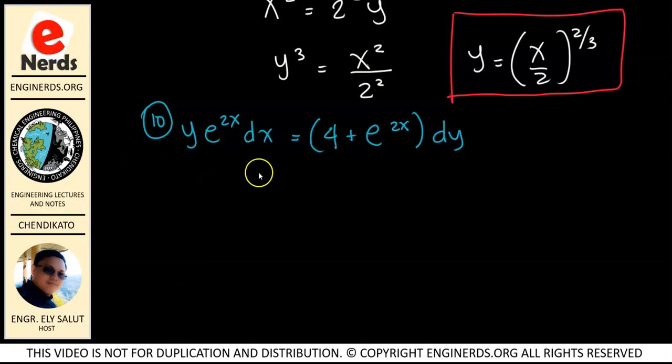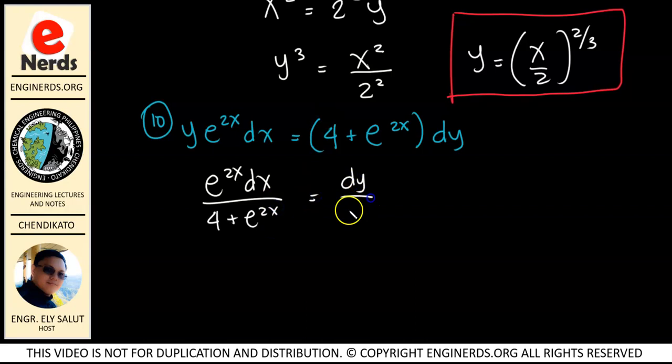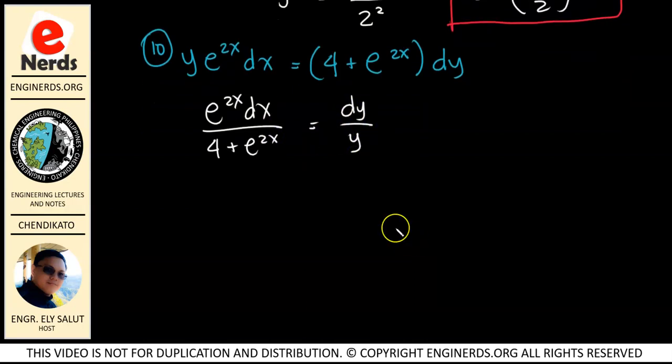Okay, so dito sa left side, we already have e to the 2x dx, and then itong 4 plus e to the 2x, we're going to transpose sa left side. So, I will have 4 plus e to the 2x. Okay? And this is equal to dy over y. Now, we are going to solve this by substitution. Yun ang mas madaling way para ma-solve ito, no?